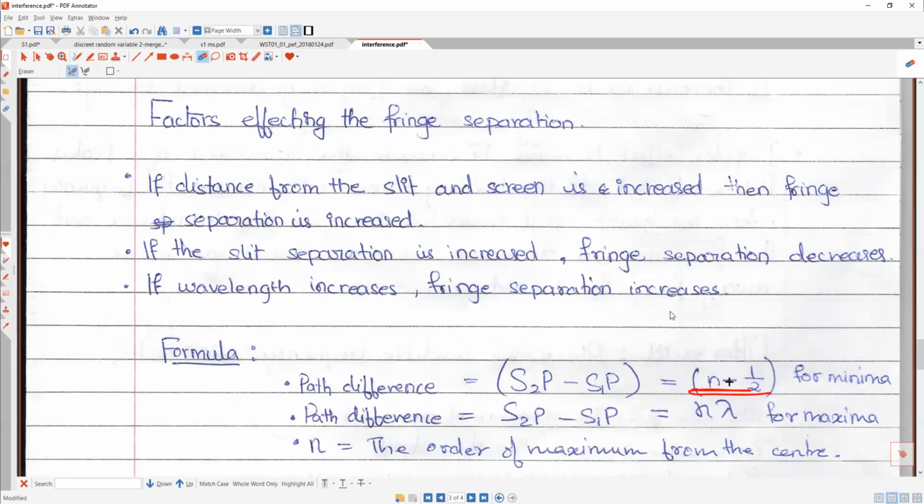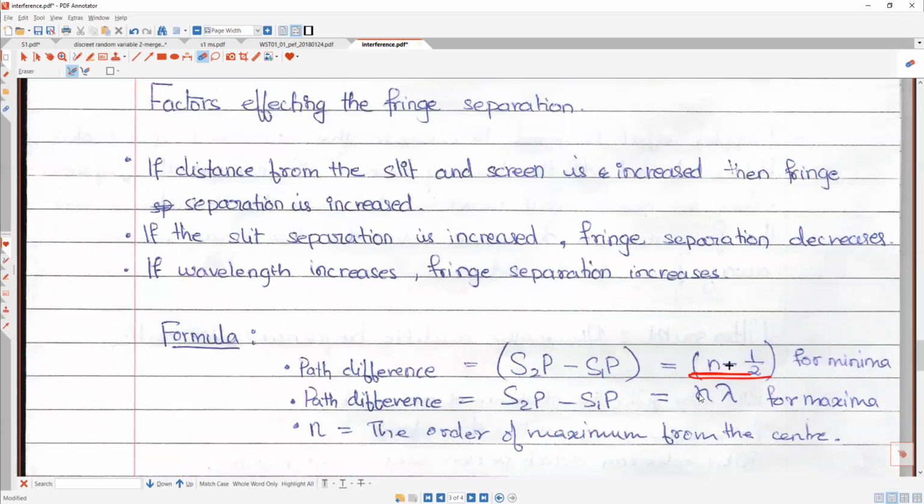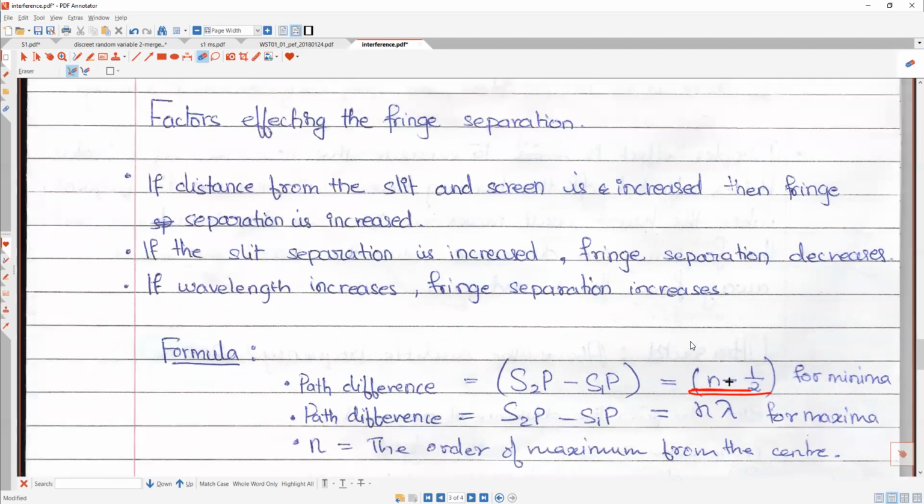Now let's talk about the path difference formula. The formula for maxima is n lambda. First maxima 1 lambda, second maxima 2 lambda, third maxima 3 lambda, 1000th maxima 1000 lambda. But for minima, we used to subtract. Only while writing the formula should we show plus, but we always use minus. Why? I don't know. Once I started doing minus, I got my answer in every situation.